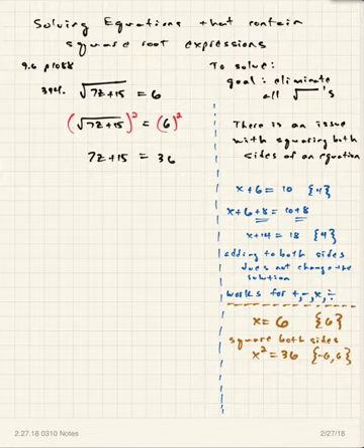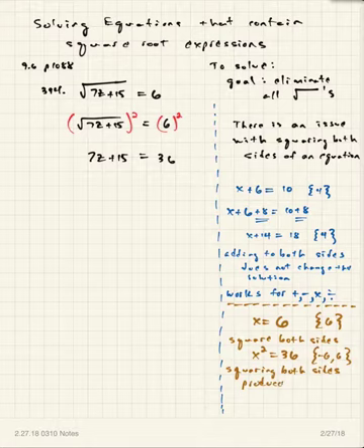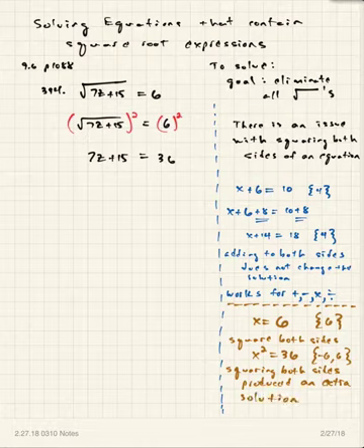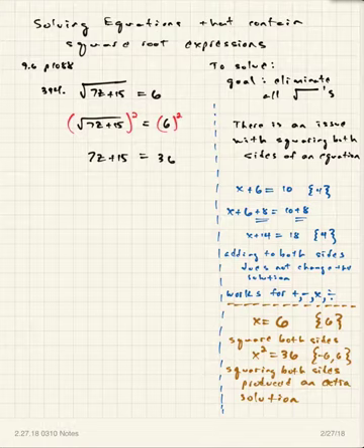And so squaring both sides produced an extra solution. A solution that was not a solution to the original equation. That absolutely cannot happen when you have addition, subtraction, multiplication, or division. If you do that to both sides of the equation, you never produce an equation that has an extra solution. But squaring both sides can, it doesn't have to, by the way, but can produce an extra solution.